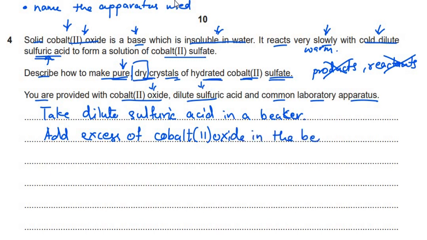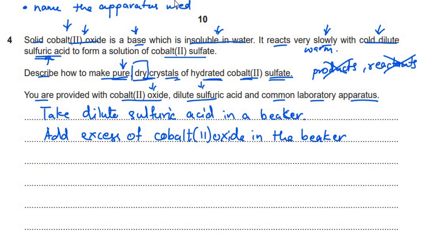Now again I'm specifying that it should be added in the beaker which is carrying the sulfuric acid. Another important point which I'm specifying is excess. Why? Because the sulfuric acid taken should be fully used up so that it doesn't stay with the product formed. Now if solid cobalt oxide is insoluble, then if cobalt oxide is added in excess, obviously some of the cobalt oxide, once the sulfuric acid is fully used up, will remain in the solid form, which can be removed by filtration.